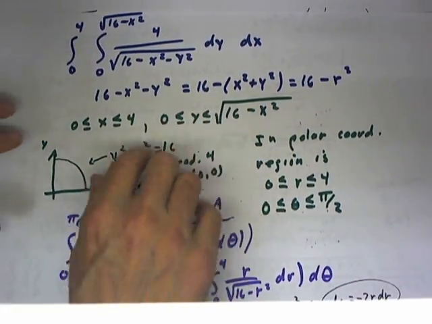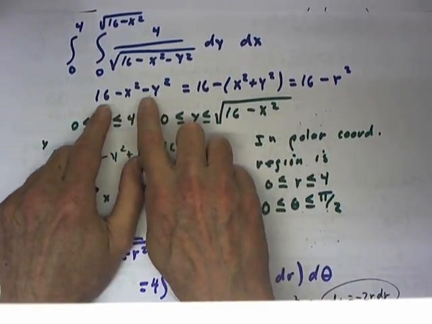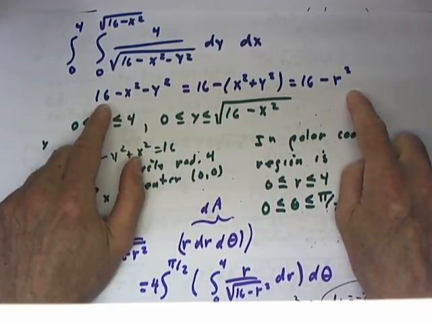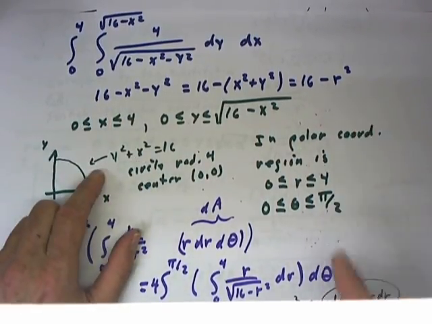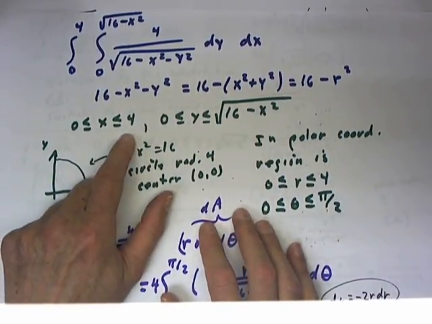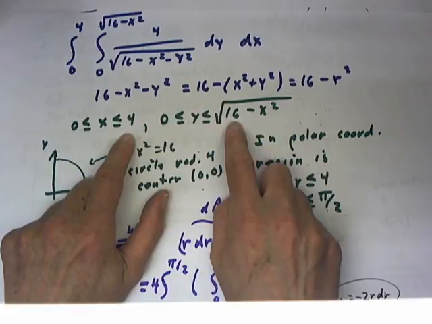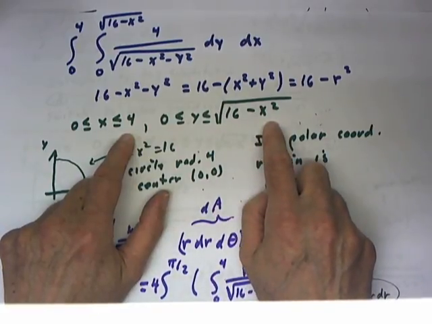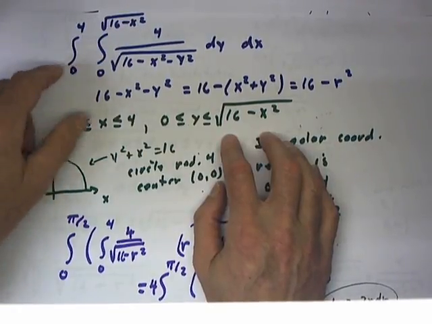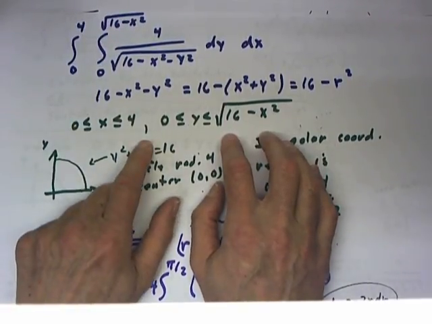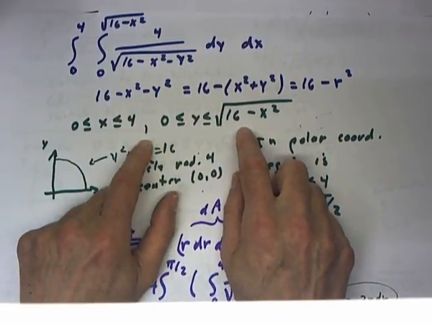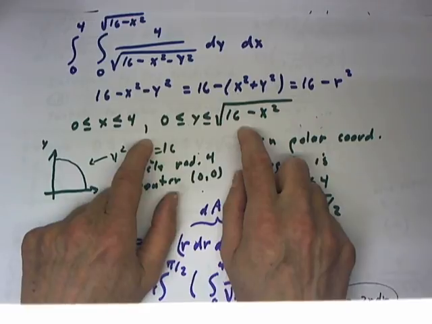Our motivation for changing to polar coordinates is that 16 minus x squared minus y squared becomes, through an intermediate step, 16 minus r squared. Our region, 0 less than or equal to x less than or equal to 4, 0 less than or equal to y less than or equal to the square root of 16 minus x squared. And that inequality can be easily read off of these limits on the integral, and also comes from our geometric model, the intersection of the sphere with the first octant.